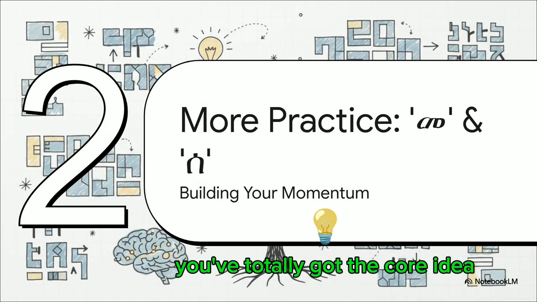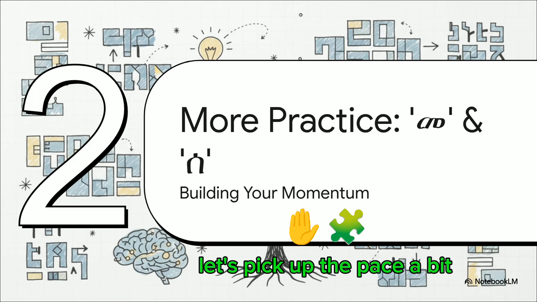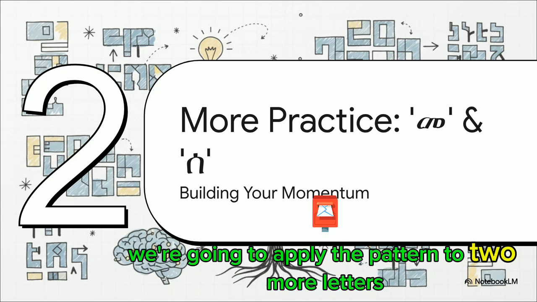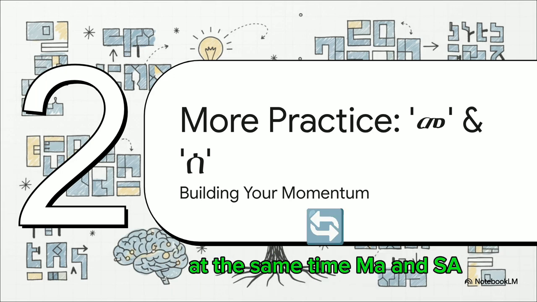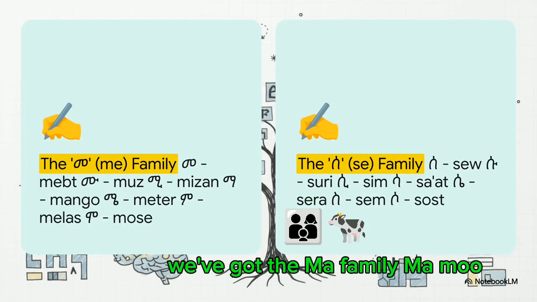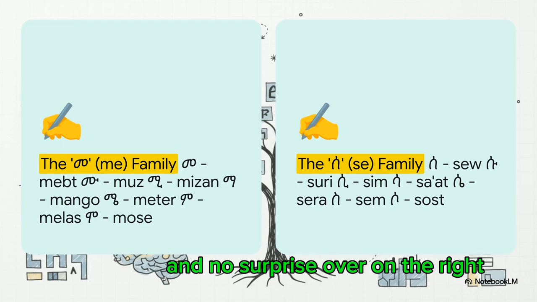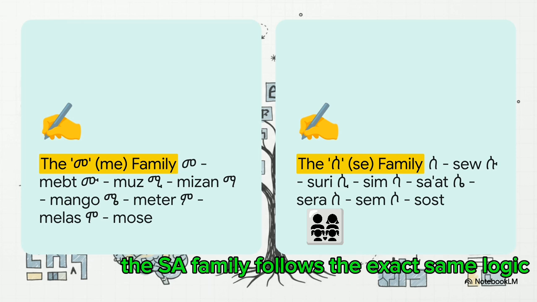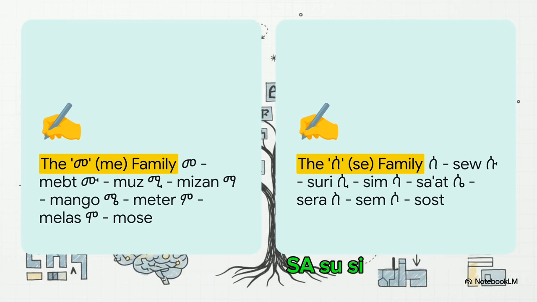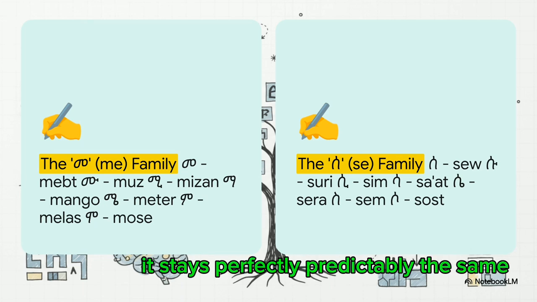Awesome. You've totally got the core idea. So let's pick up the pace a bit and build on that momentum. We're going to apply the pattern to 2 more letters at the same time, ma and sa. Okay, on the left, we've got the ma family. Ma, mu, mi, ma, me, mo. And no surprise, over on the right, the sa family follows the exact same logic. Sa, su, si, sa, se, so. The main character changes, but that vowel pattern, it stays perfectly, predictably the same.